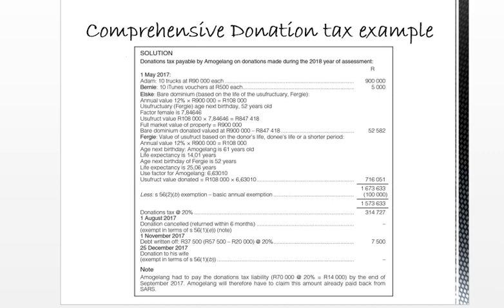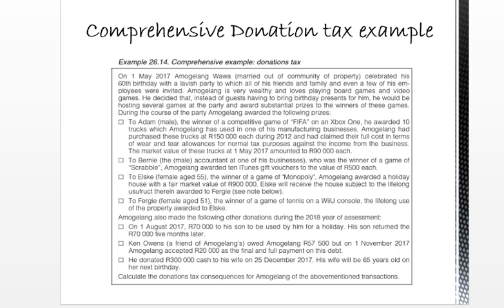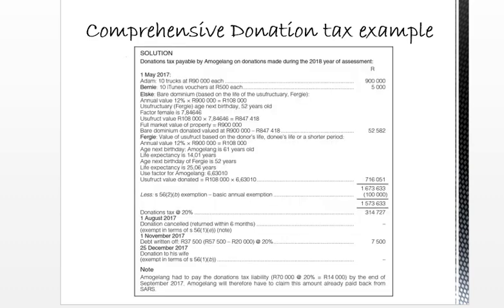Okay, and then Amogelang also made the following other donations during the 2018 year of assessment. On the 1st of August 2017, he made a 70,000 Rand donation to his son to be used by him for a holiday, but he returned this 70,000 Rand 5 months later. Because it was returned within 6 months, this is specifically exempt, remember, from that list. So we're not going to have any donation liability on that.